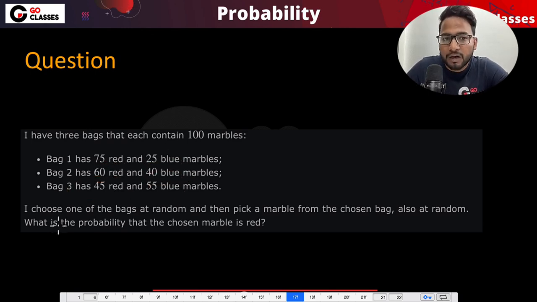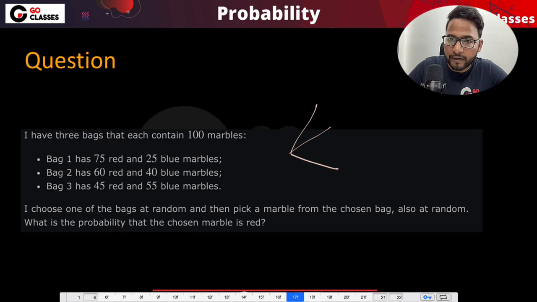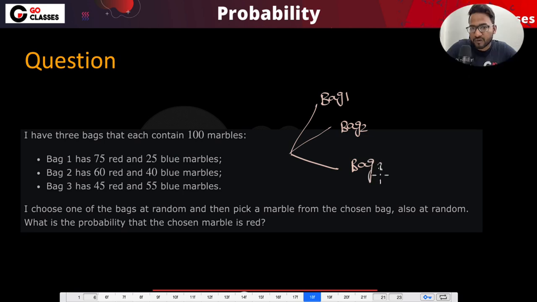Now what they are saying: I choose one of the bags at random and pick a marble from the chosen bag. See, you need to identify the sequence of events. First, are you choosing the marble or are you choosing the bag? Just let me know with your common sense. Obviously, you will be choosing a bag first and then you will be choosing the marble, right? That's a very natural sequence of order. So you will be choosing a bag, and there are 3 bags. So there are 3 possibilities here. Let's suppose that you have chosen bag 1 here, bag 2 here, and bag 3 here, right?